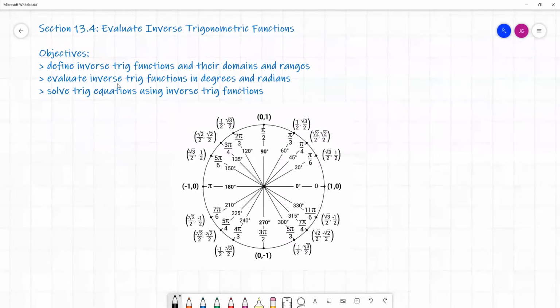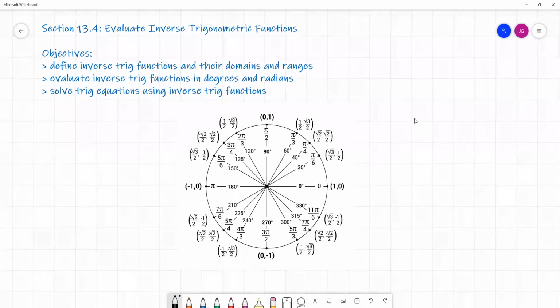Objectives for this section: define inverse trig functions and their domain and ranges. Evaluate inverse trig functions both in degrees and radians, continuing our practice, trying to be fluent back and forth between those two units. And then solve trig equations using inverse trig functions.